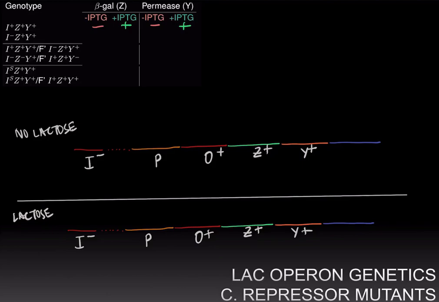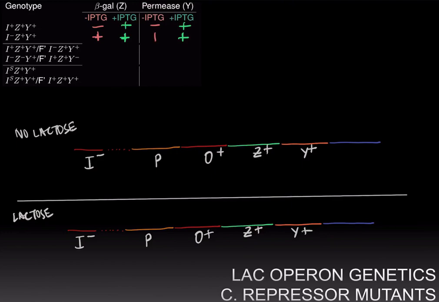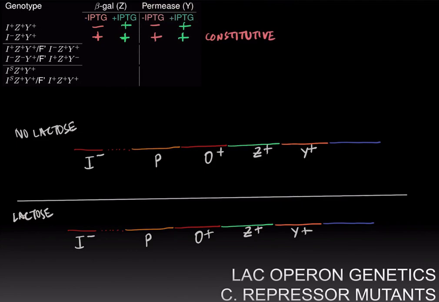The first mutant Jacob and Monod looked at was I minus, and what they discovered was that it was a constitutive mutant where beta gal and permease were expressed irrespective of whether lactose is present or absent. And let's see how this might work mechanistically.